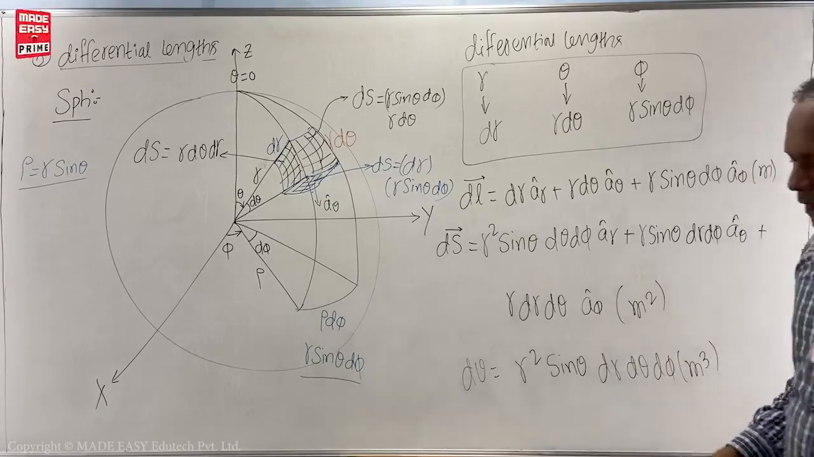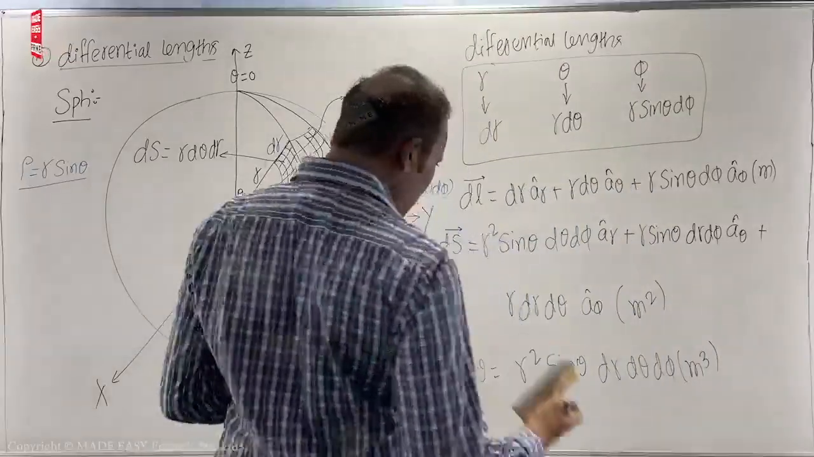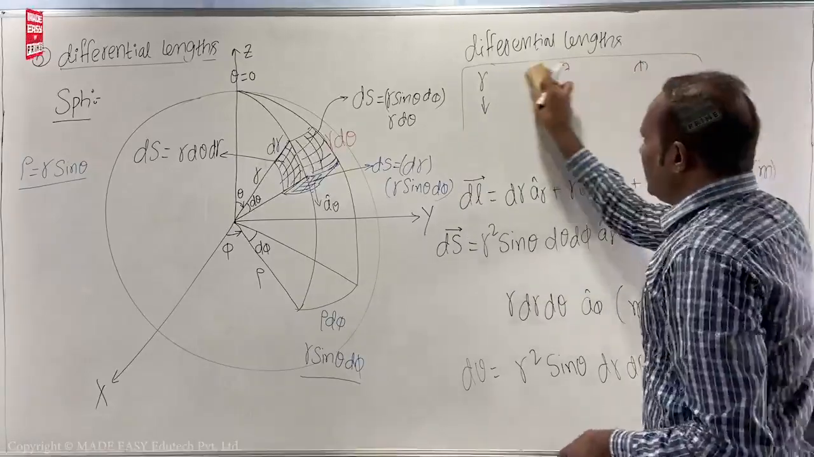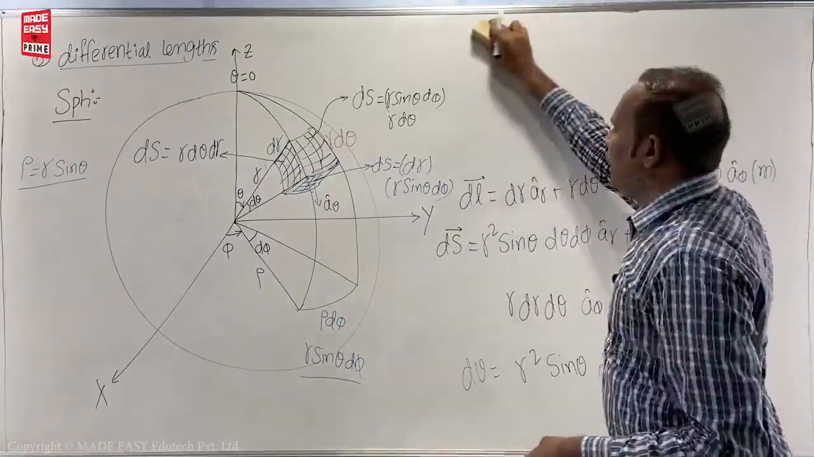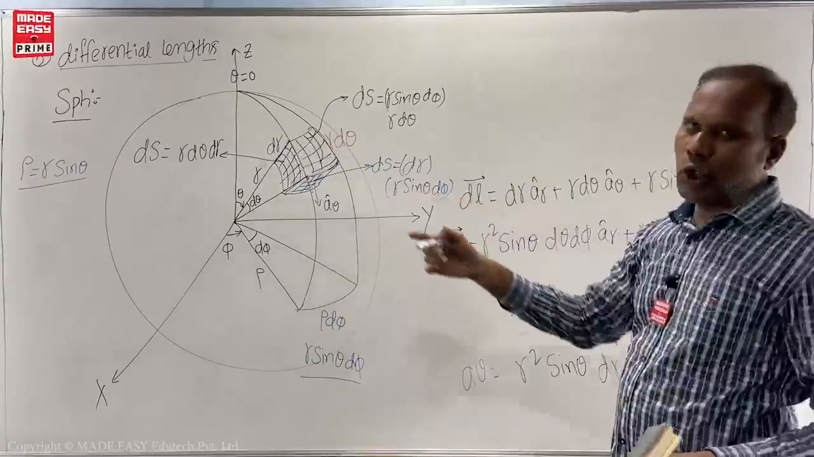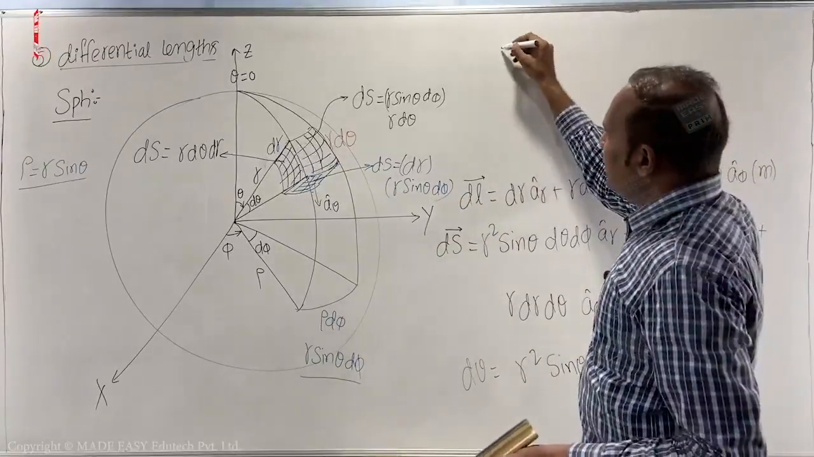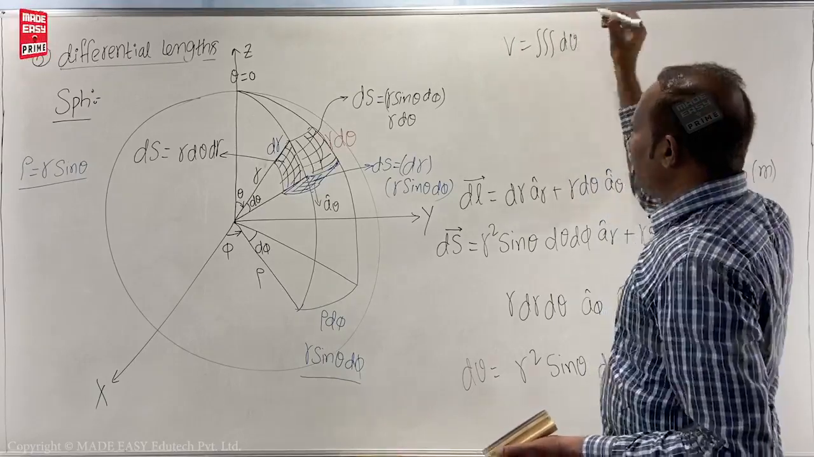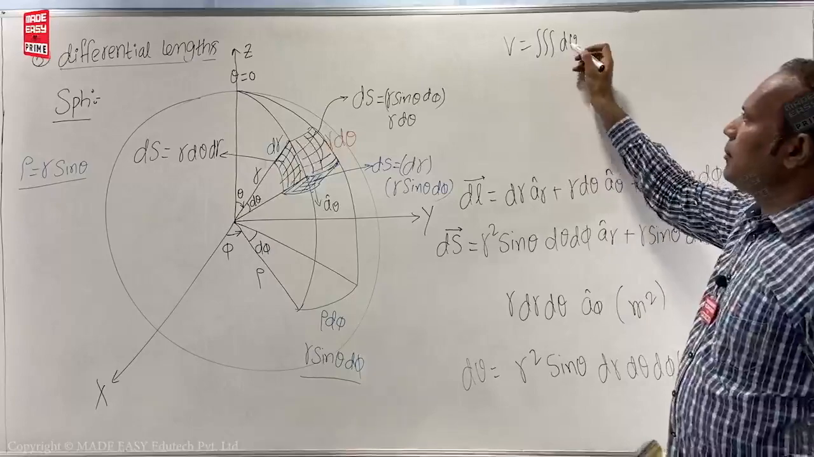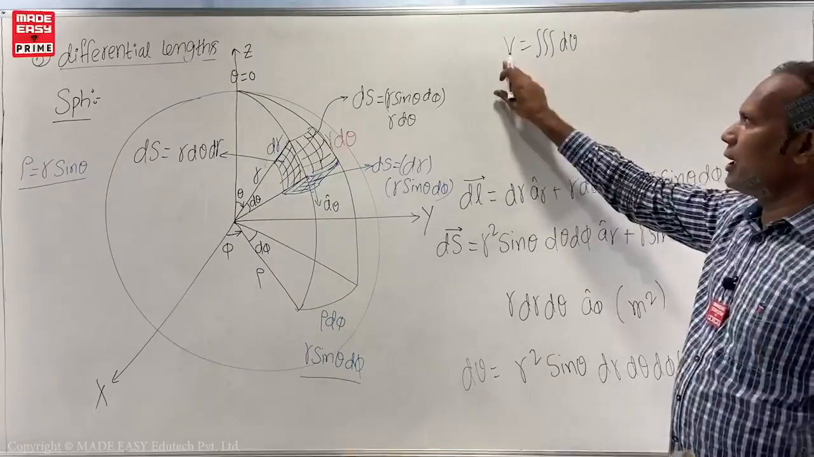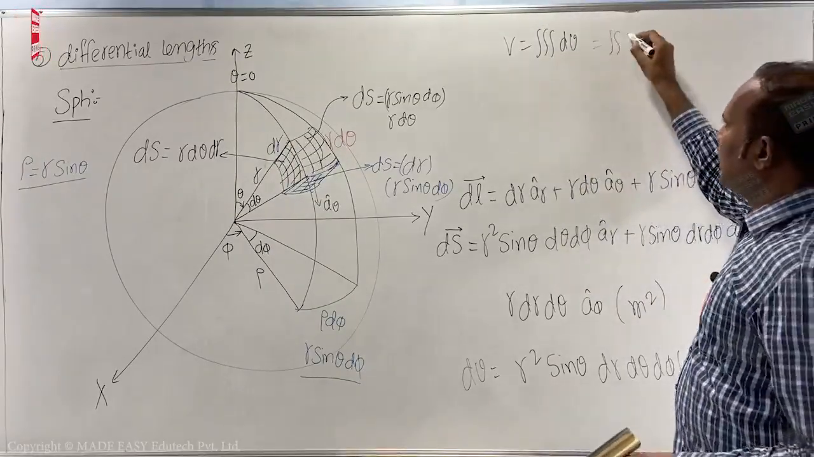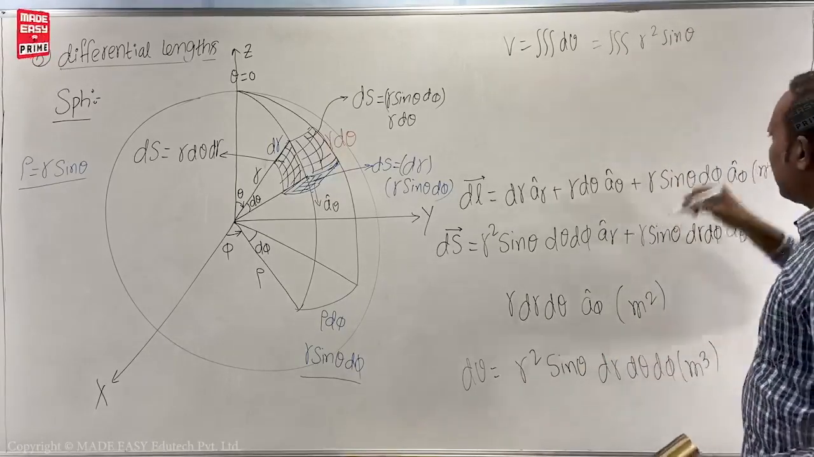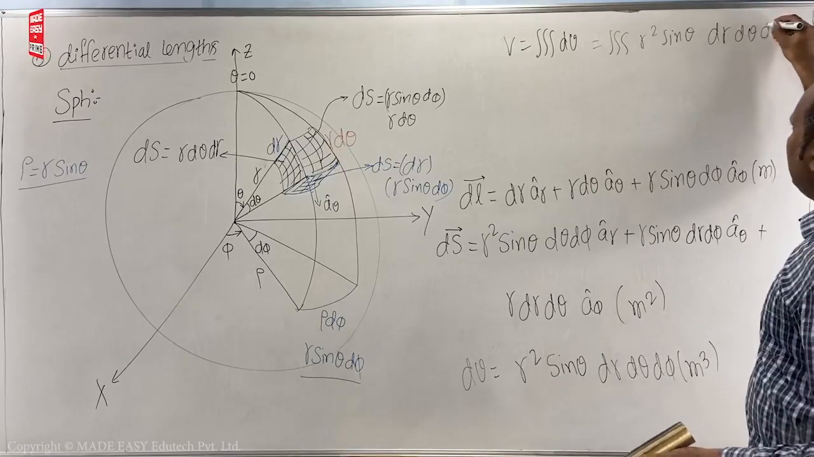Now actually I am asking a question you have to answer. Can you tell me what is the equation of the volume of the sphere? Then the answer: volume is equal to triple integral dv. Integrating means you are adding small volumes, so you get a bigger volume. That is equal to triple integral of r square sin theta dr d theta d phi.